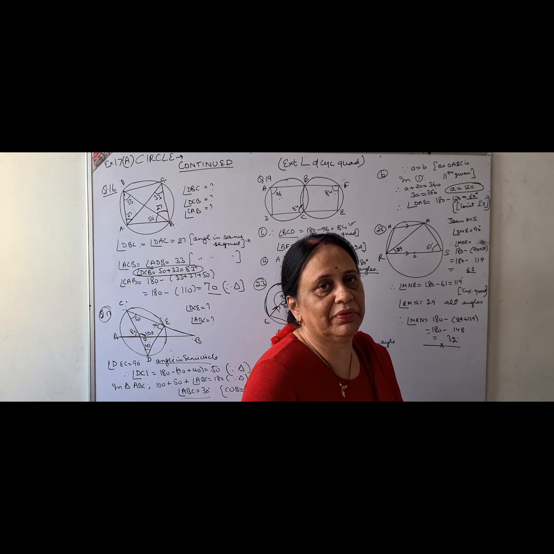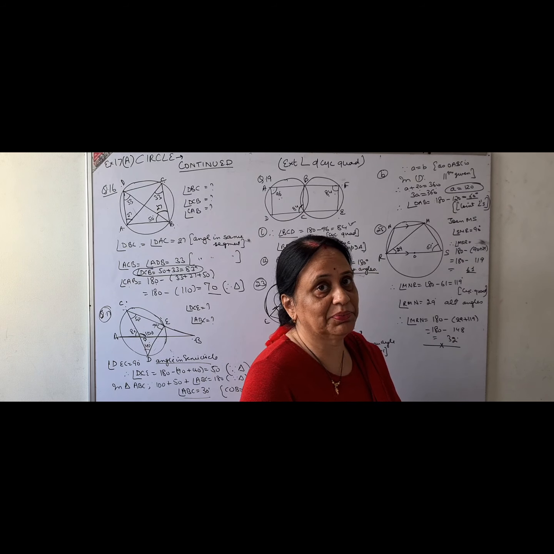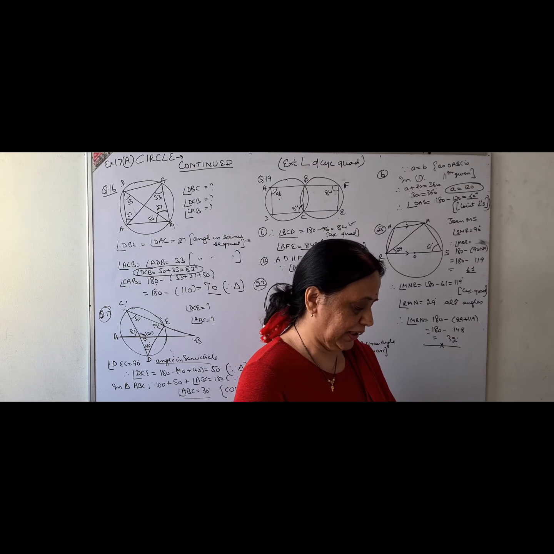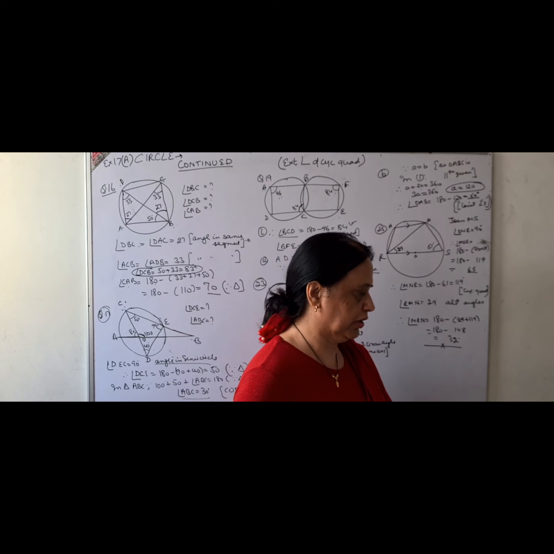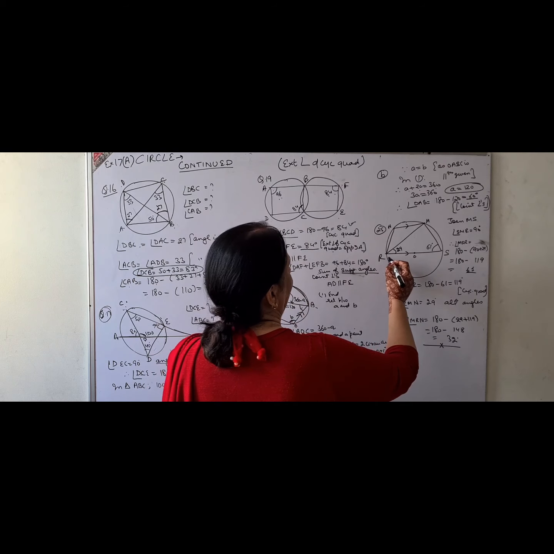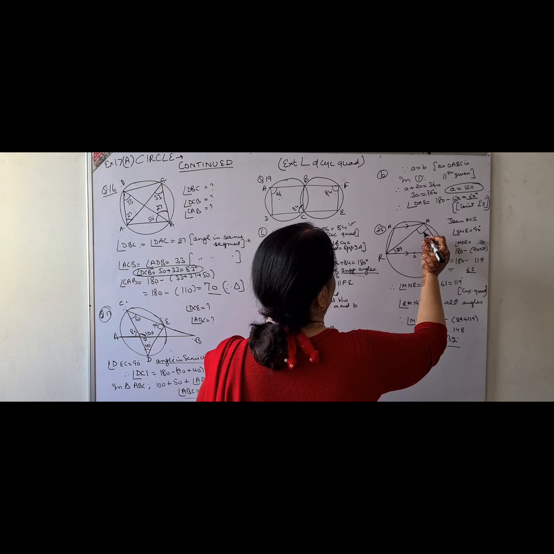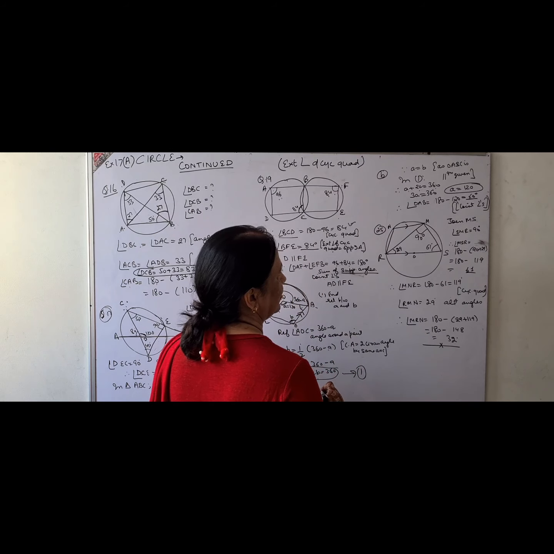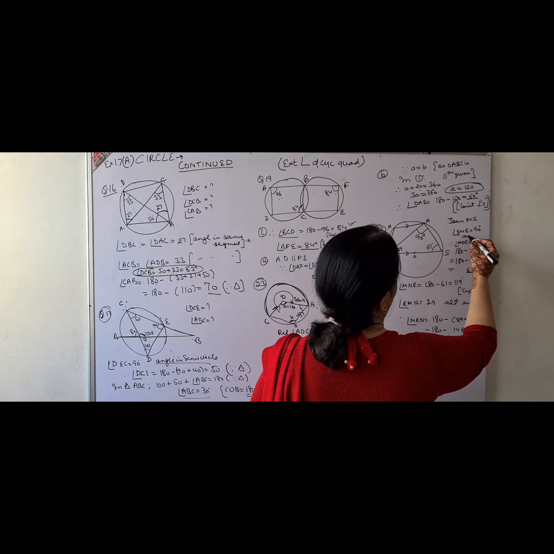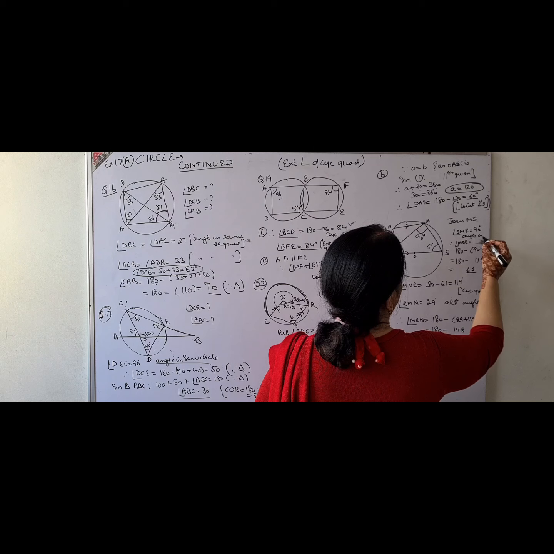Then question number 25, also one of the very important sums and a direct application of the result. In the given figure, RS is the diameter of a circle and NM is parallel to RS. So very simple. RS is the diameter, that means angle RMN is 90 degrees because it is an angle in a semicircle. You can write here: angle in semicircle.